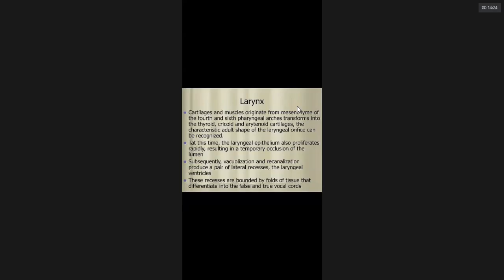So the characteristic adult shape of the laryngeal orifice can be recognized at this time. Till that time, the laryngeal epithelium also proliferates rapidly, resulting in the temporary occlusion of the lumen.